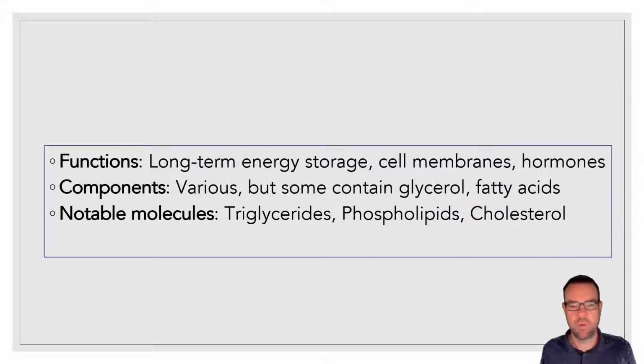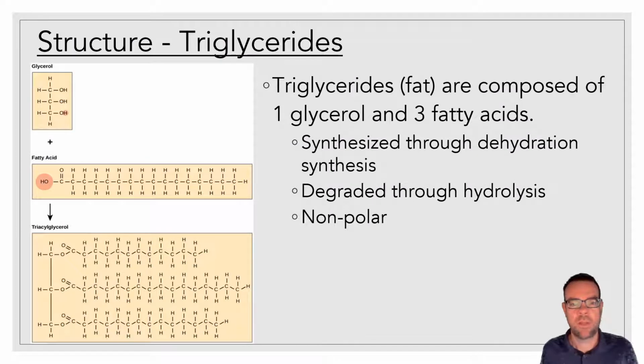So the ones we're worried about primarily are glycerol and fatty acids. And then the notable molecules we're going to be talking about are triglycerides, which is a fancy name for fat, phospholipids, and cholesterol. So triglycerides, the first one, their structure is a glycerol backbone, which is a sugar alcohol, with 3 fatty acid tails. So tri in triglyceride tells you that it's got 3 tails. Those fatty acid tails are just long chains of carbon and hydrogen.